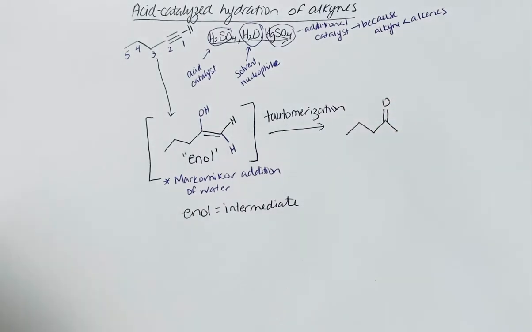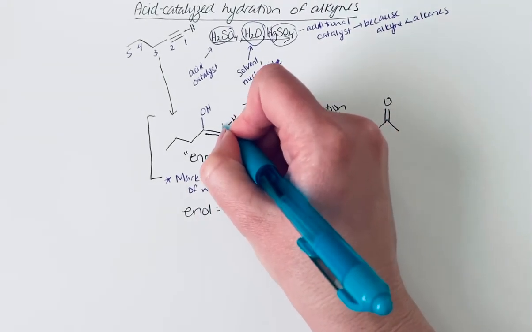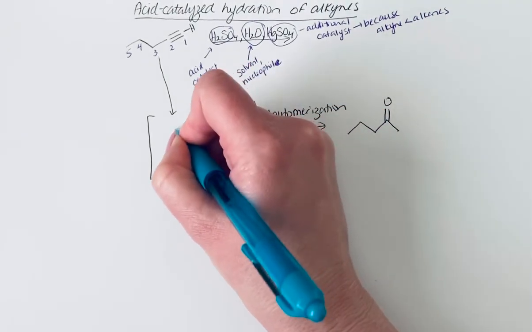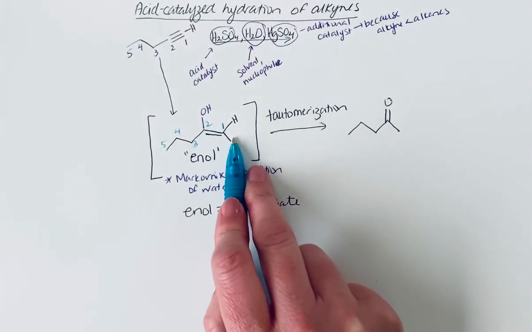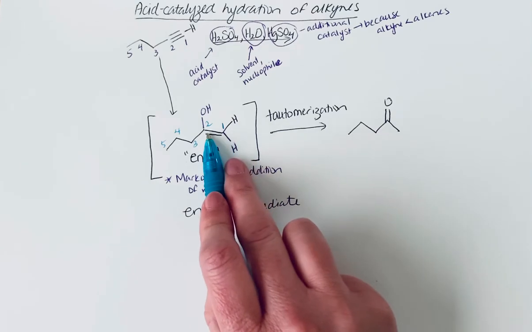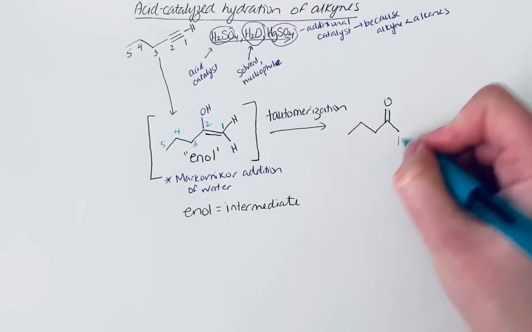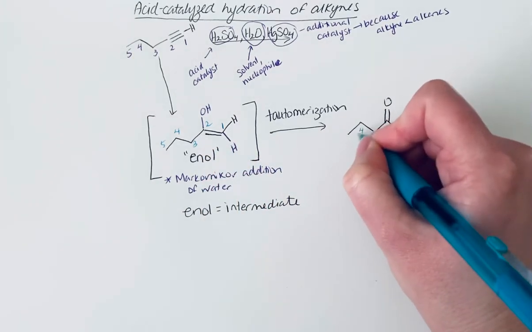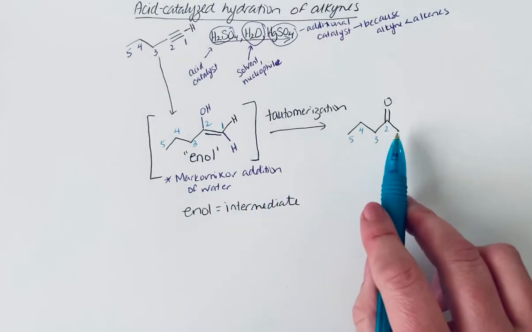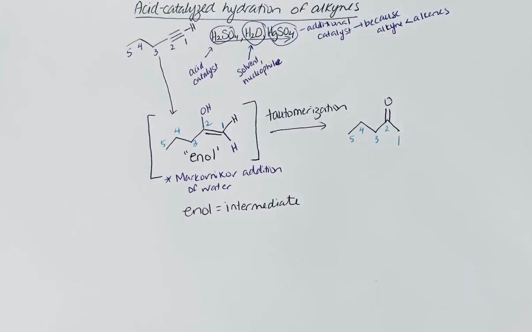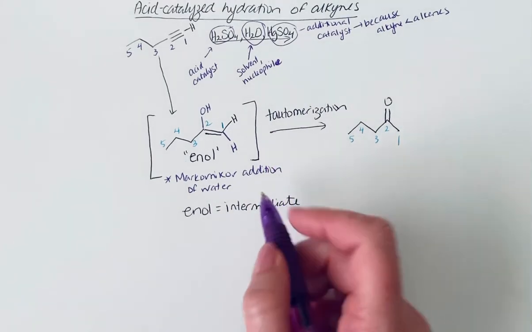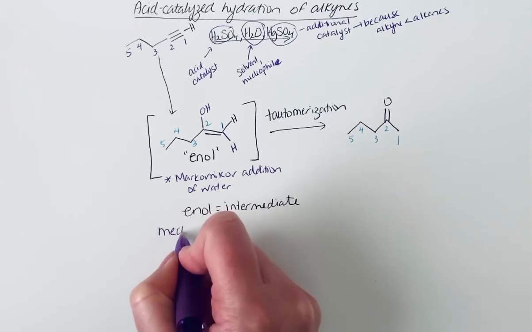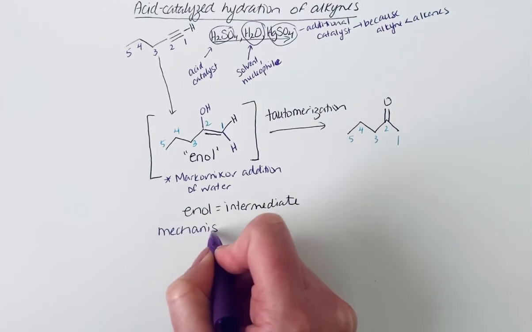So the ketone is the product of this reaction, and I'm going to add numbers in so we can see where it has added. So the first Markovnikov addition is what tells us that the hydrogen added to the least substituted carbon, the alcohol added to the more substituted carbon. And after the process of tautomerization, we end up with a ketone on carbon 2. So let's focus in and look at the mechanism for this step, for the acid-catalyzed tautomerization.